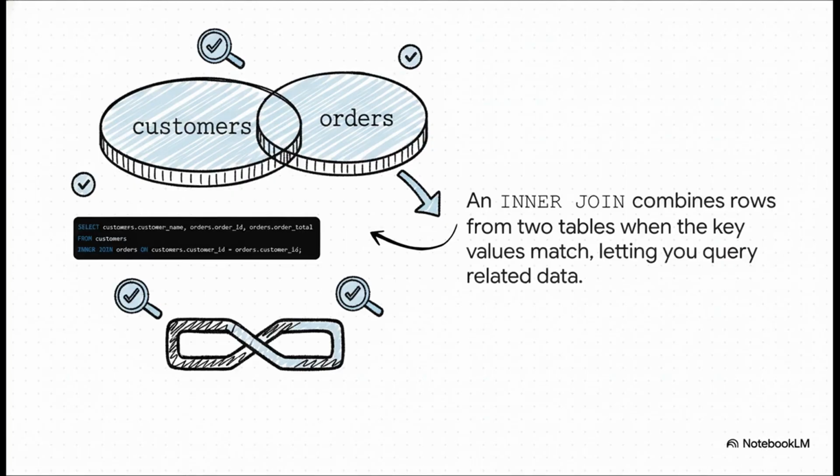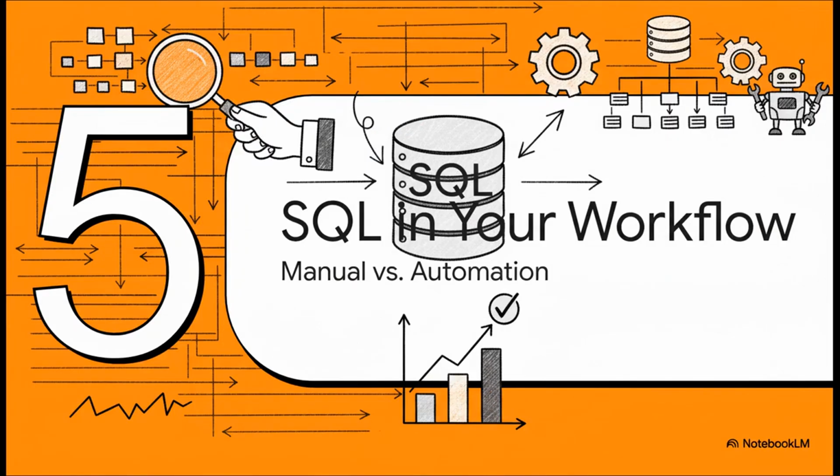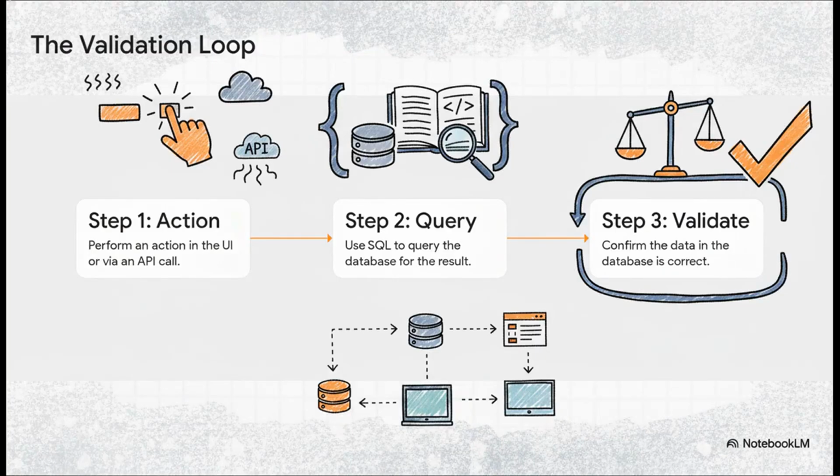Pretty cool, right? Okay, this is all really powerful stuff, but how does it actually fit into what you do every day? Whether you're a manual tester or you're writing automation, let's break it down. The process is actually super simple, and it works for any kind of testing. Step 1, you perform an action in the app, maybe click a button or make an API call. Step 2, you write and run an SQL query to check the database. And Step 3, you validate that what you see in the database is exactly what you expected to see.